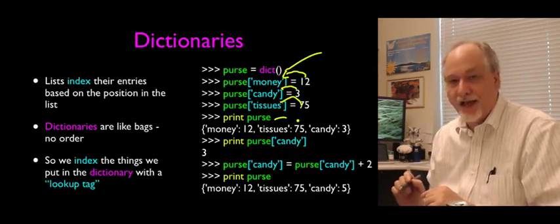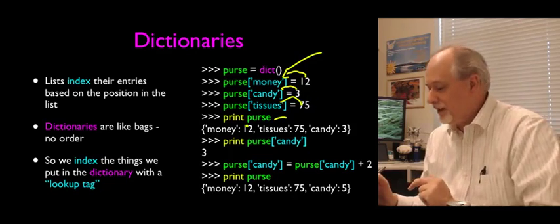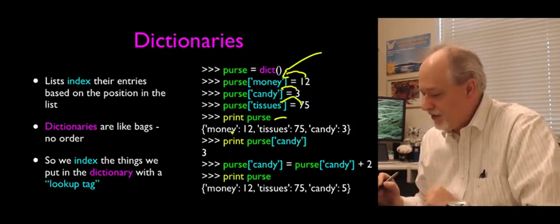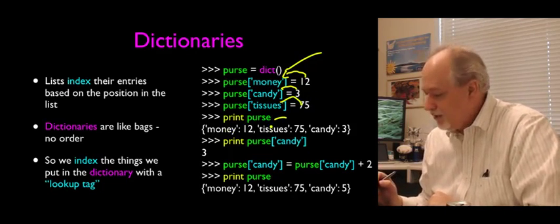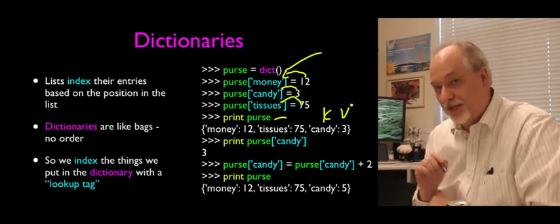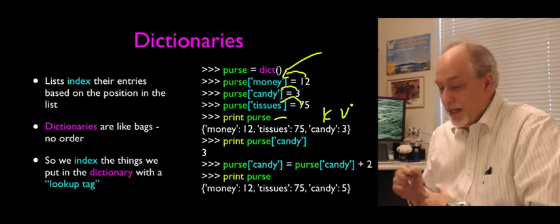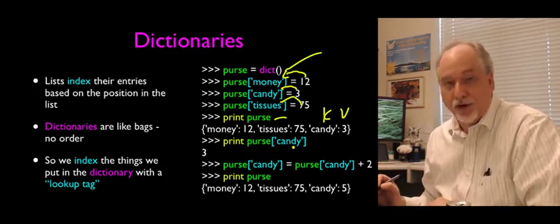And if I look at that, it's not just the numbers 12, 3, and 75 as it would be in a list. It is the connection between money and 12, tissues is 75, candy is 3. And in the key value, that's the key and that's the value. So candy is the key and 3 is the value.